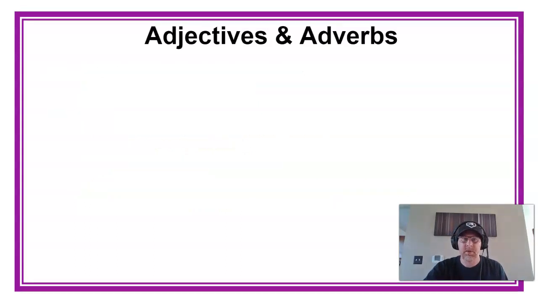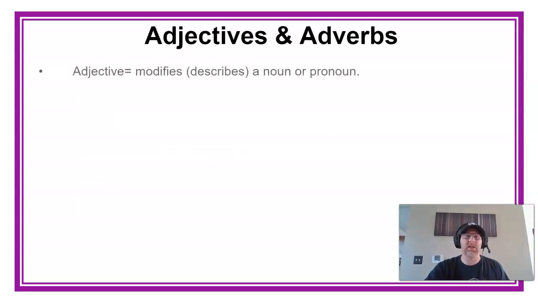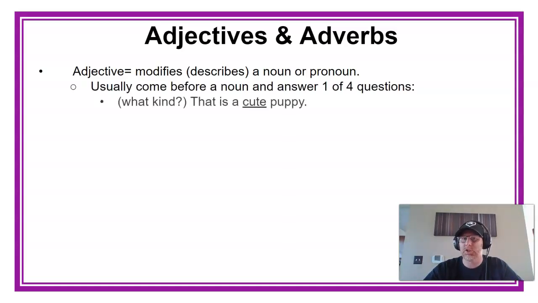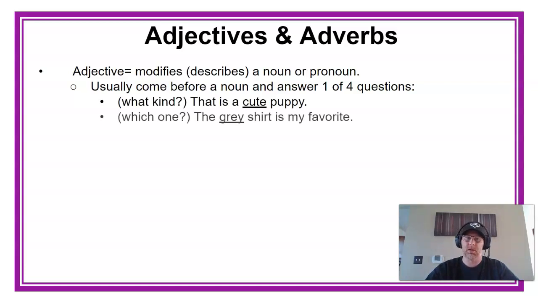All right, adjectives and adverbs are the other 2 parts of speech. An adjective is a word that describes a noun or a pronoun. Okay, they usually are going to come before a noun and answer one of 4 questions. What kind? What kind of puppy? Cute puppy. Which one? Which shirt is my favorite?